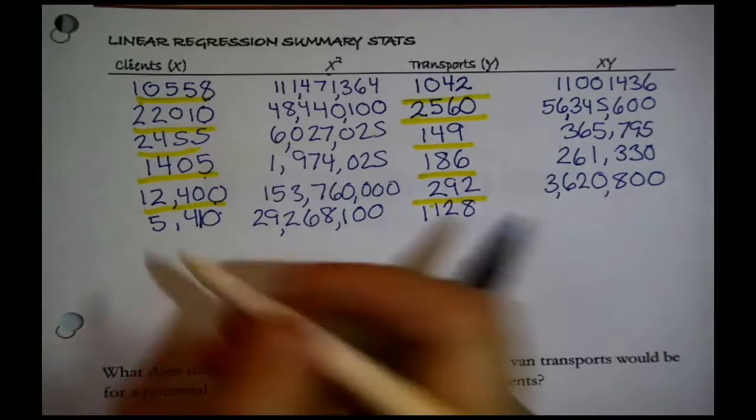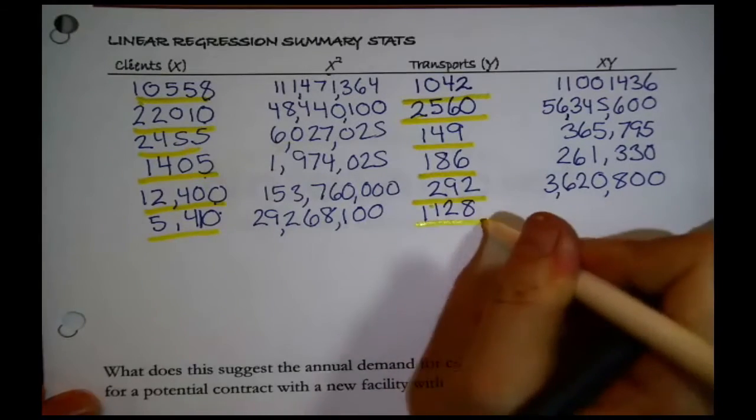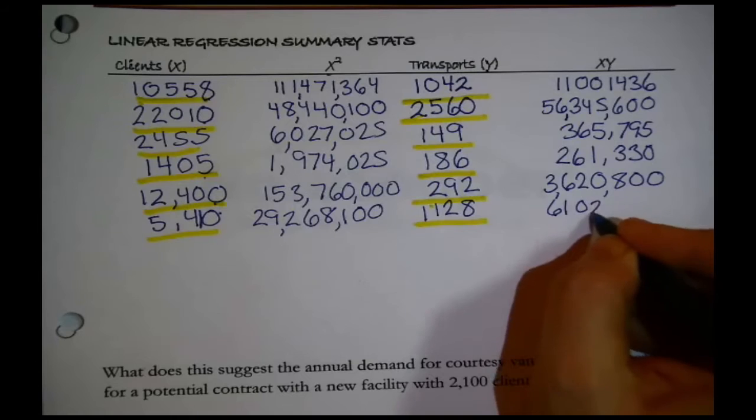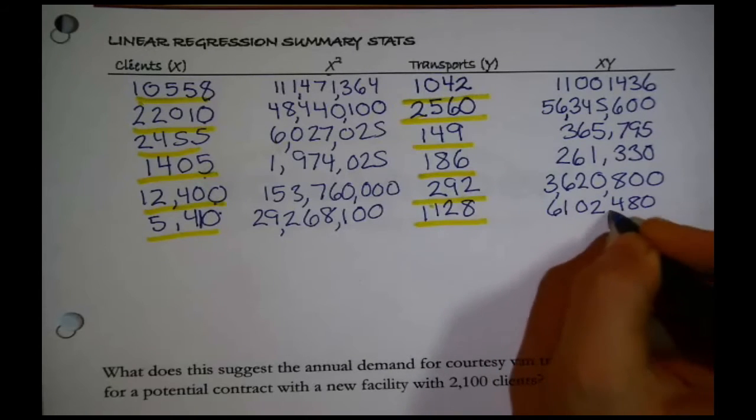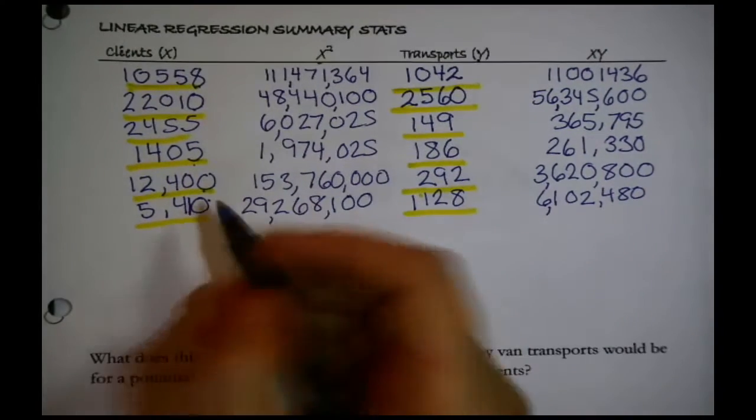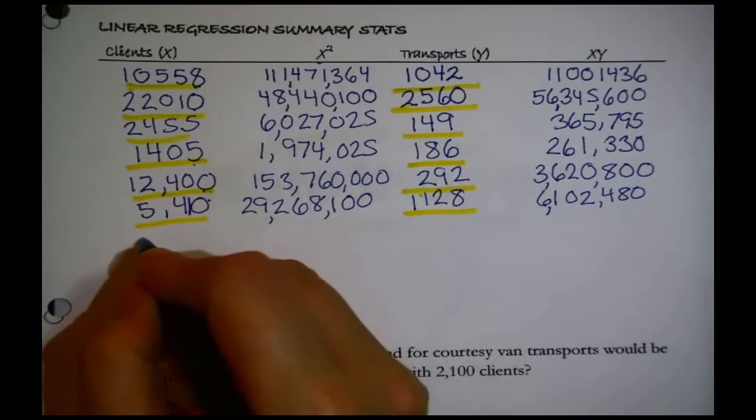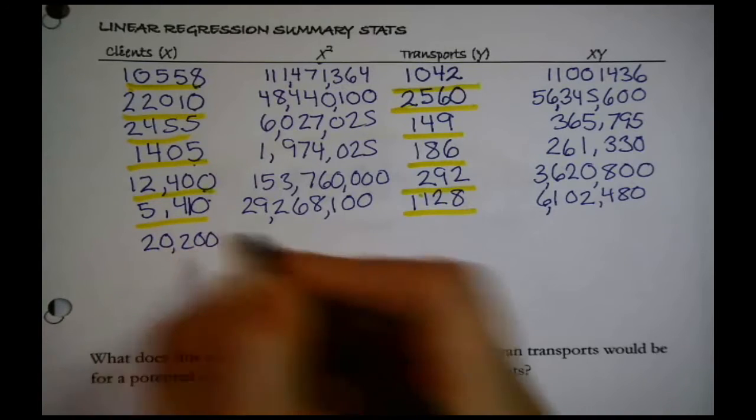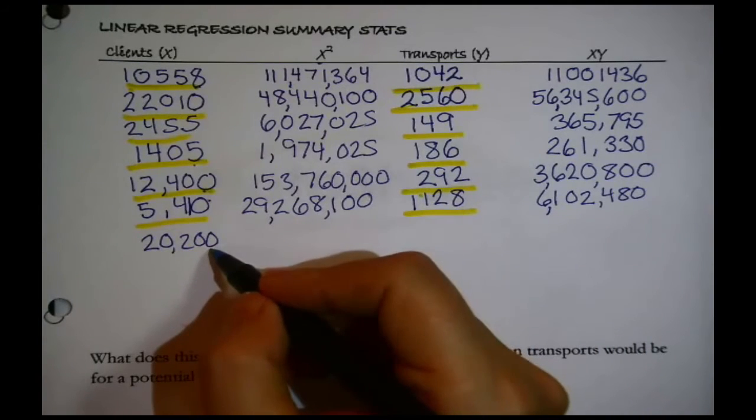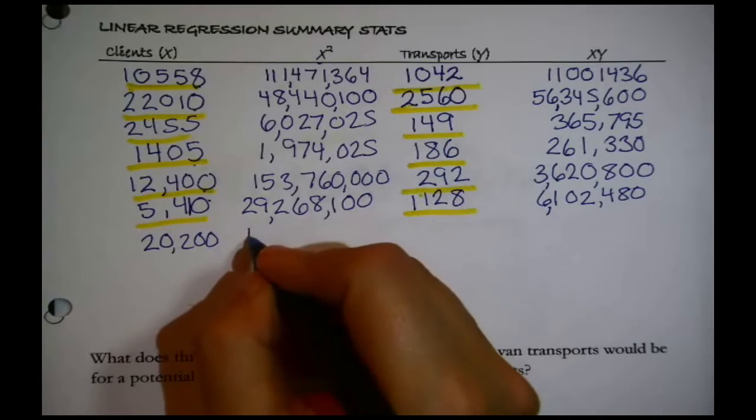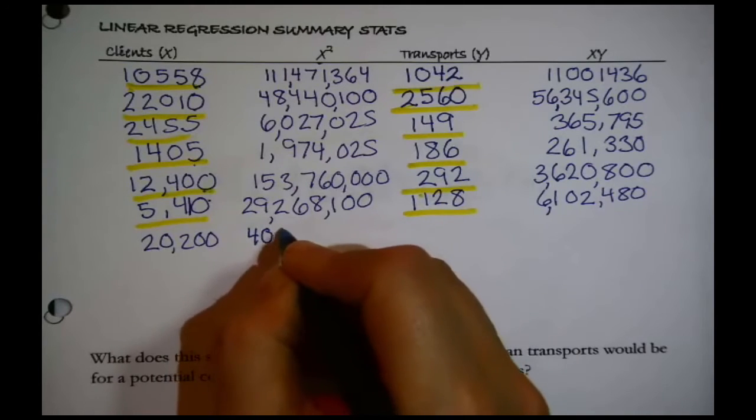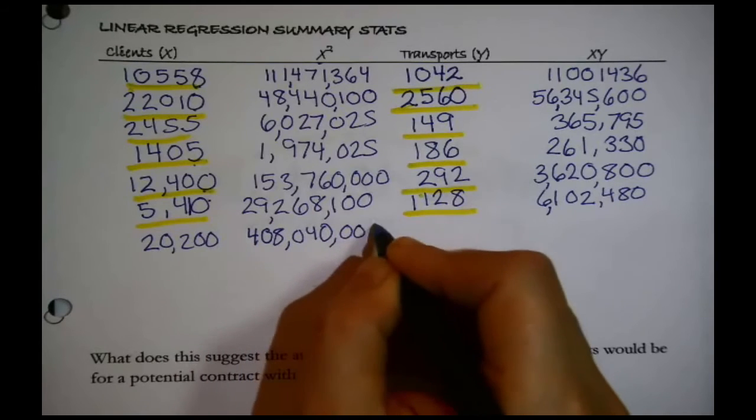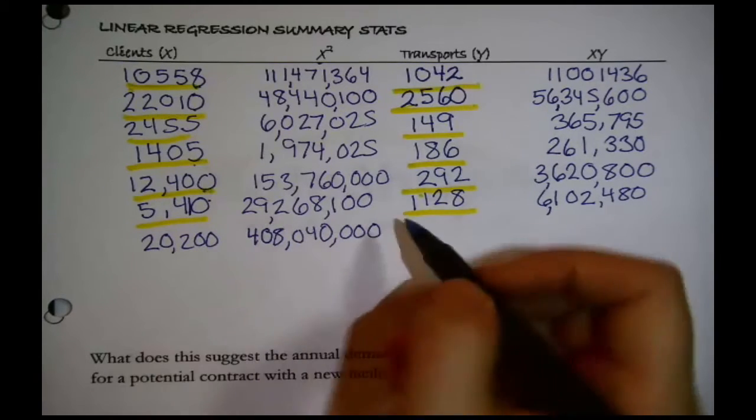1,128. This number times that number, I get 6,102,480. All right, last contract, clients, lots of them, 20,200. Last contract, take that number and square it, stand by, really big number, 408,040,000. Last contract, how many transports?